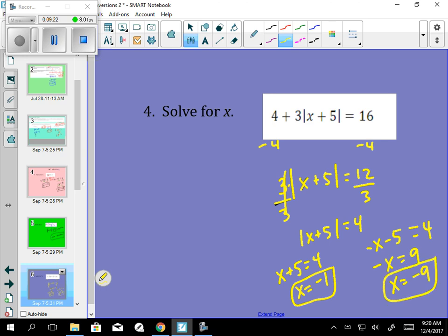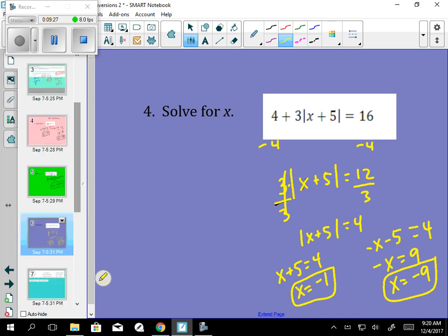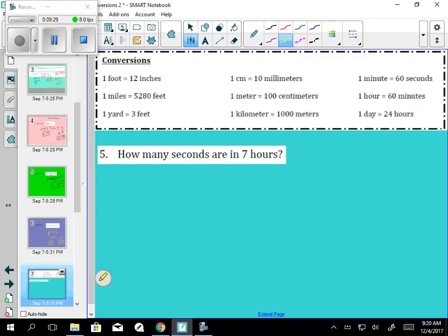So both negative 1 and negative 9 are solutions there. Okay, so that's absolute value. We're going to keep working with that throughout this unit. The other thing we're going to look at today is conversions.